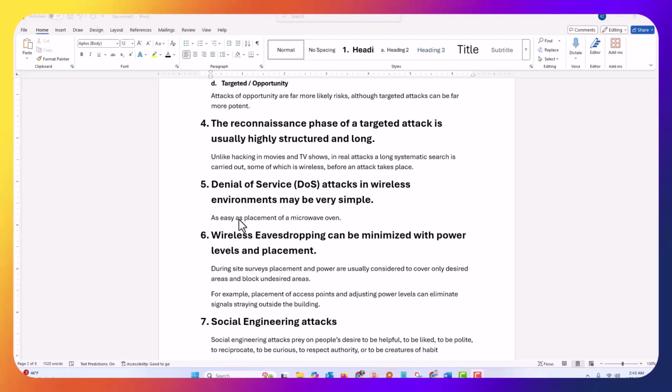Now, I'm not saying that's the only way to do it. There are many other ways to do denial of service in wireless environments. I just gave you one example here, a simple one. Wireless eavesdropping can be minimized with power levels and placement.